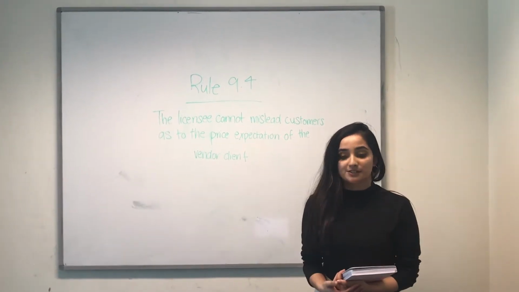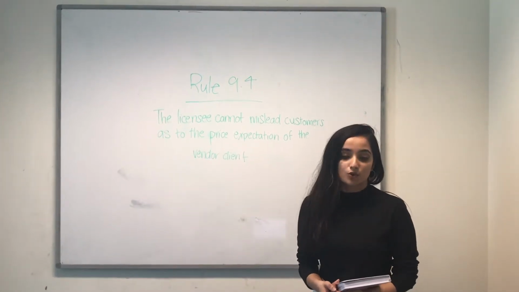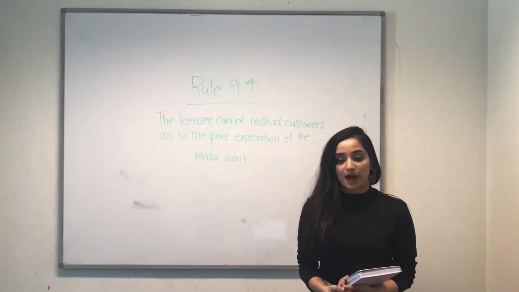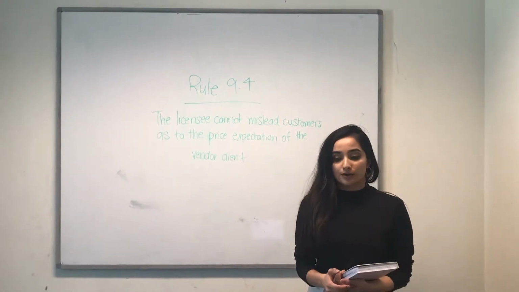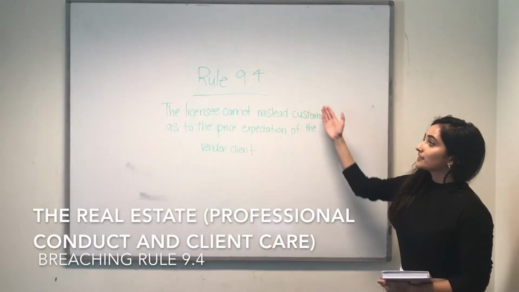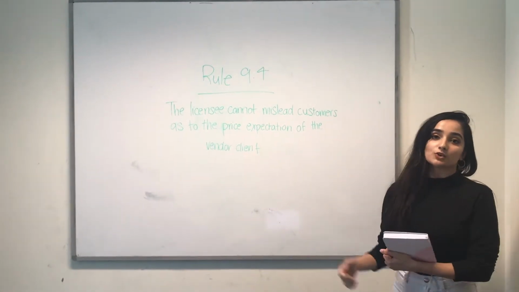Cowie had advised prospective buyers that the vendor was expecting a price range around $500,000 for the auction and gave evidence of the reasoning behind this. The buyers were misled by the evidence and the price they were verbally quoted. Breaching Rule 9.4, the licensee cannot mislead customers as to the price expectation of the vendor client.